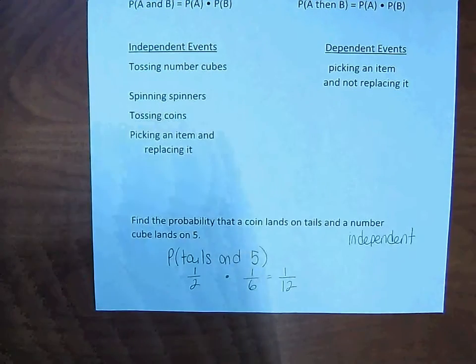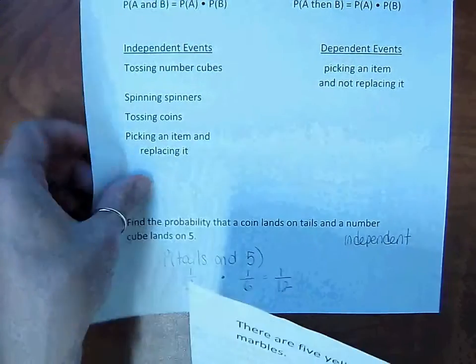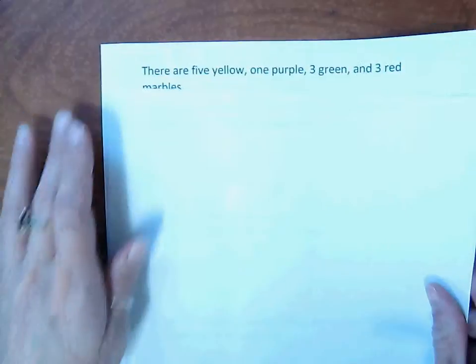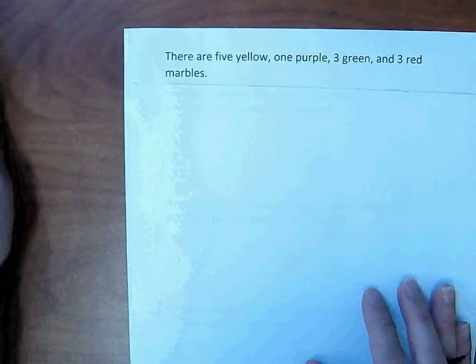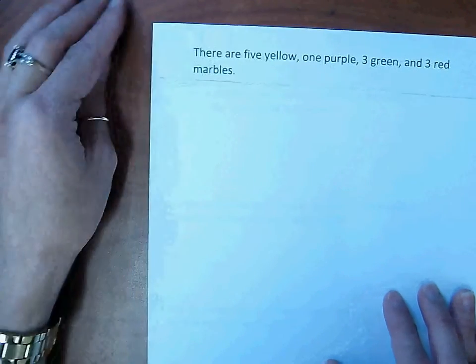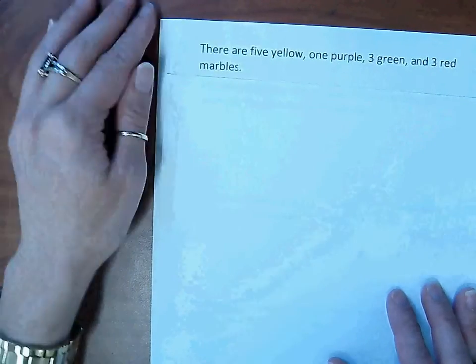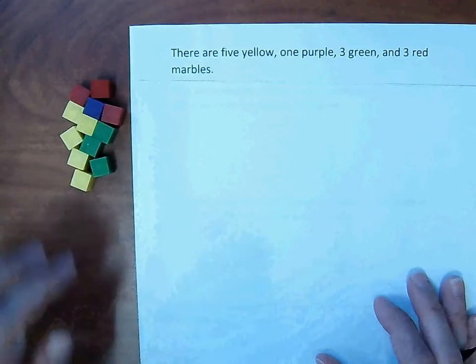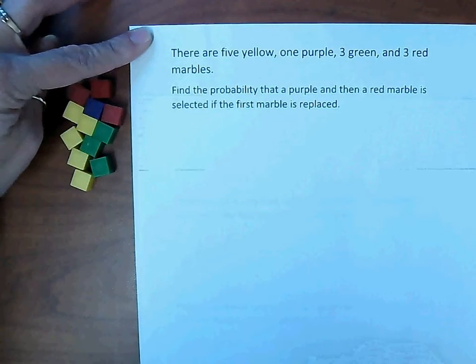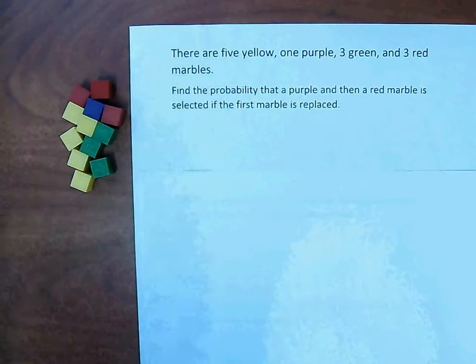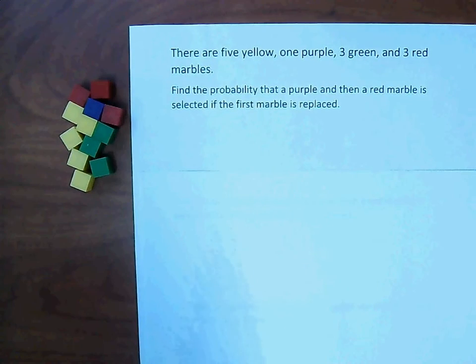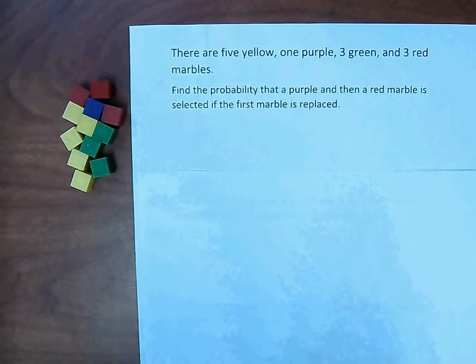In our next situation, we are going to use some marbles. There are 5 yellow, 1 purple, 3 green, and 3 red marbles. I have them here for you to see as well. Find the probability that a purple and then a red marble is selected if the first marble is replaced.